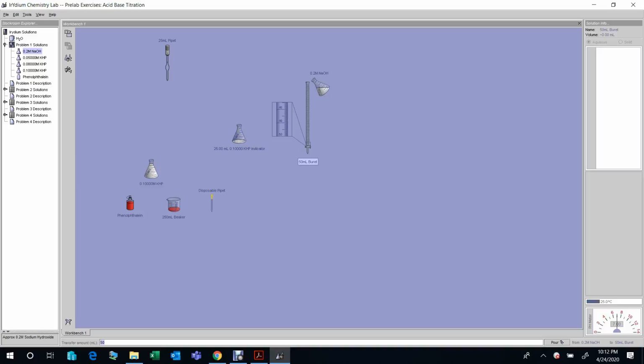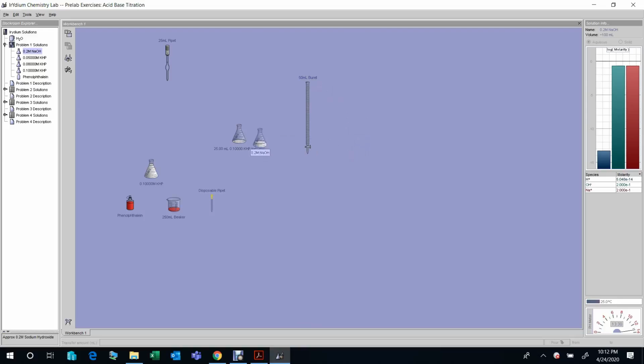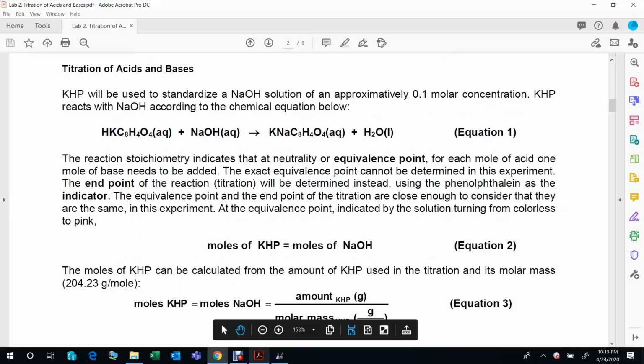Okay. Remember here, let's put this solution together. This solution KHP is 25 milliliter, and the concentration is 0.1, right? And the concentration of sodium hydroxide is 0.2. And then if we look at this reaction, they react with each other in 1:1 ratio, same moles. They need to be around same moles.